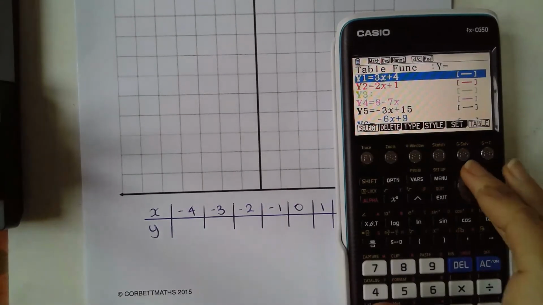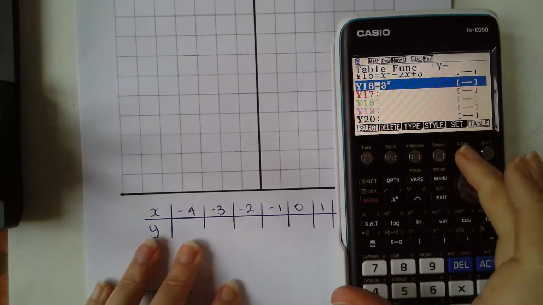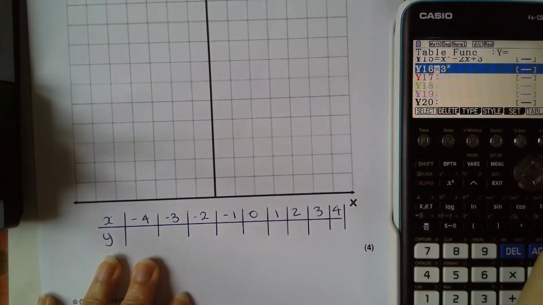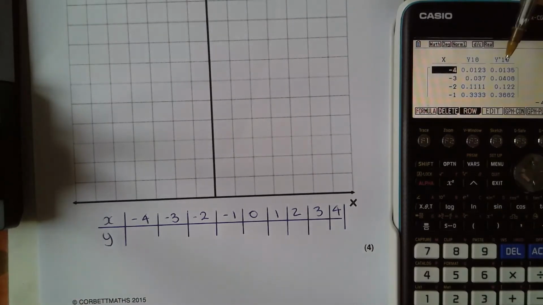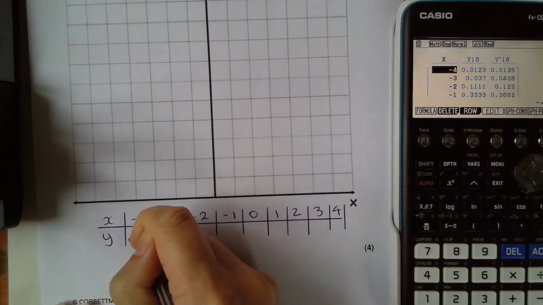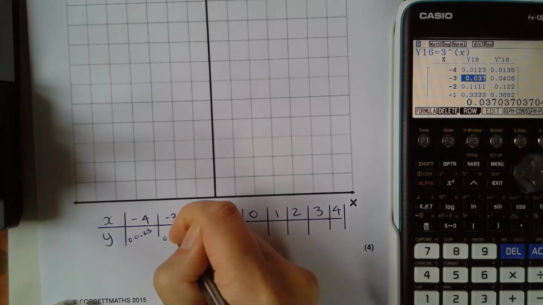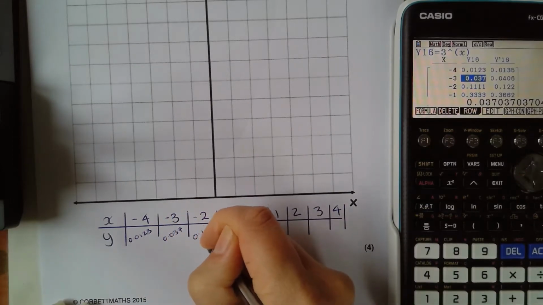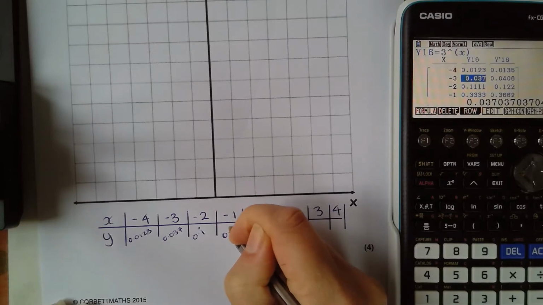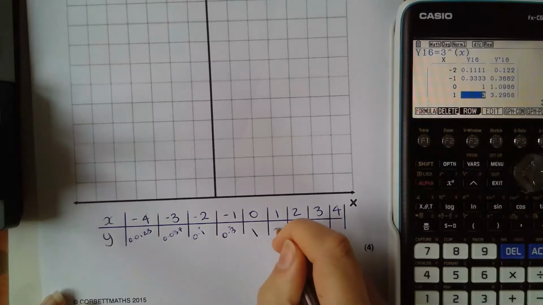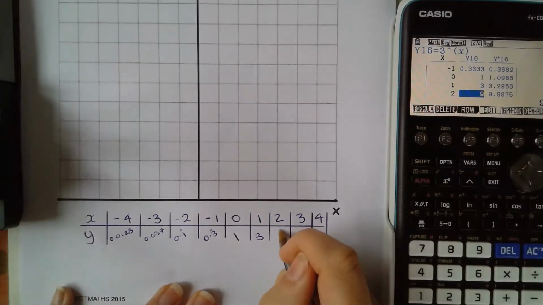You get quite used to moving around between y equals 3 to the x, set my table, this time from -4 to 4, exit table. Remember, these are your gradients at each of those points. So -4 is 0.0123. -3 is 0.037, 0.1 recurring, 0.3 recurring, 1, 3, 9.